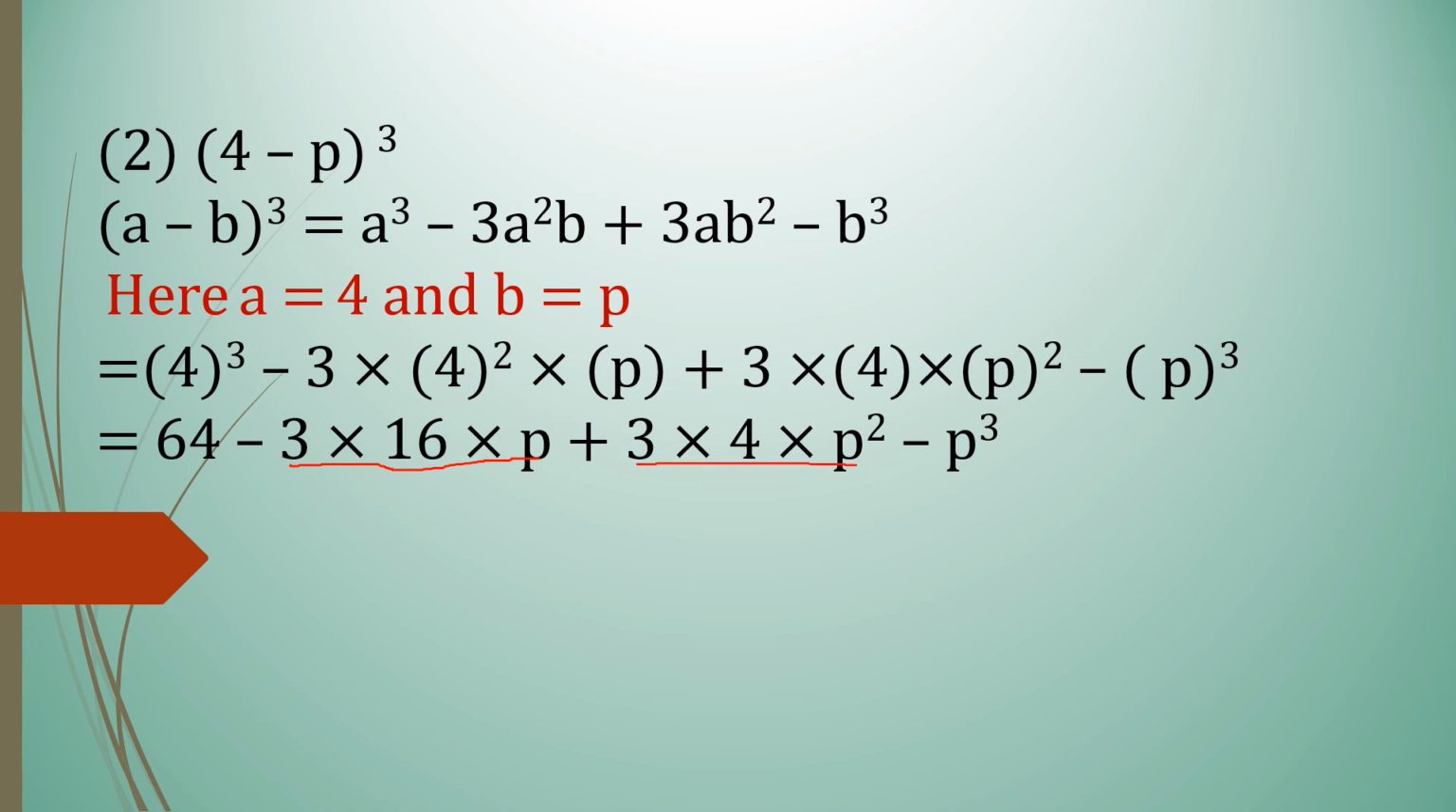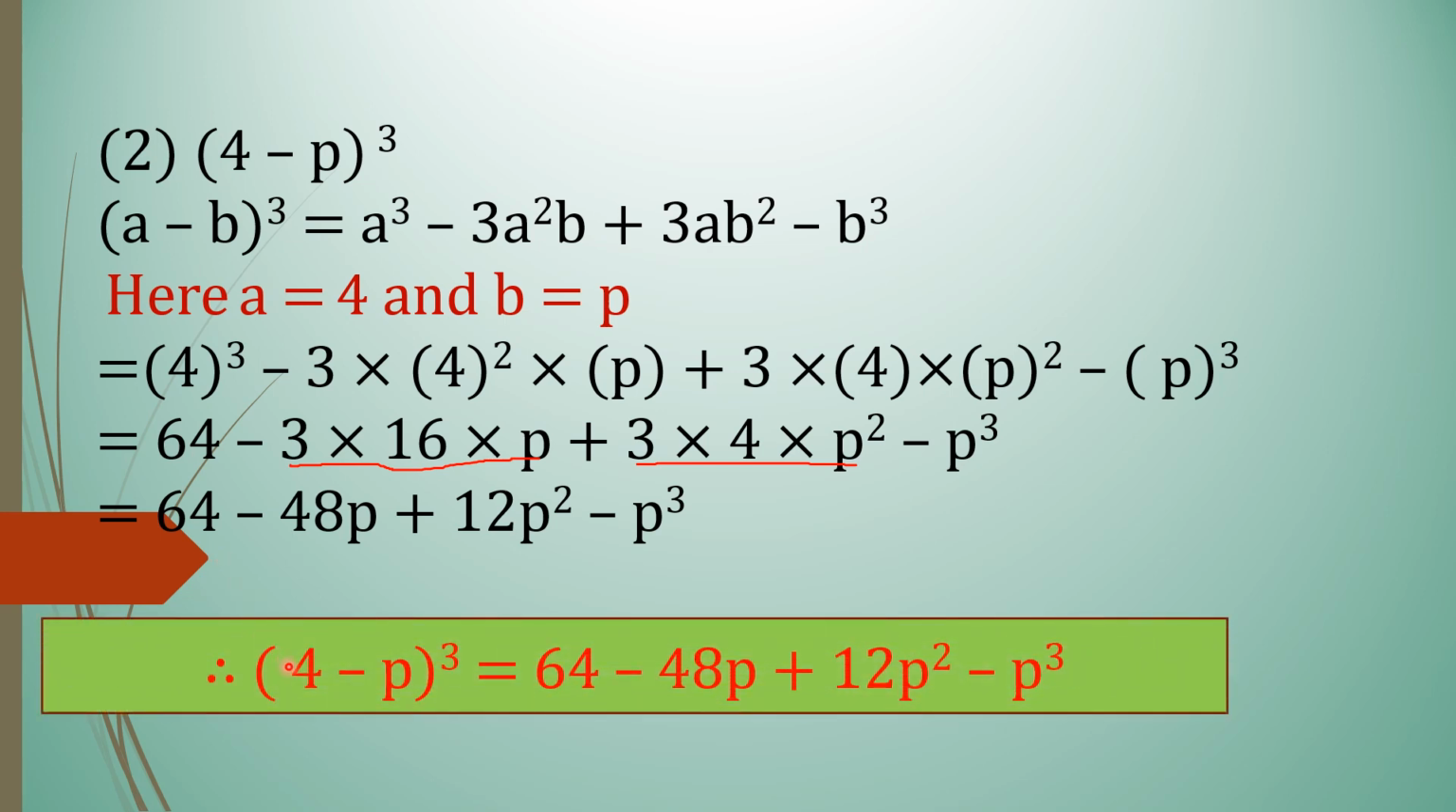So we'll move to our next step, that is 64 minus 3 into 16 will become 48p, then plus sign, 3 4s are 12p square, minus p cube. So this is the expansion for (4 - p) the whole cube. So the final answer you'll write down in a box, that is (4 - p) the whole cube is equal to 64 minus 48p plus 12p square minus p cube.